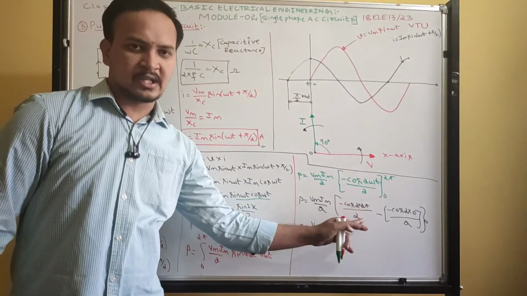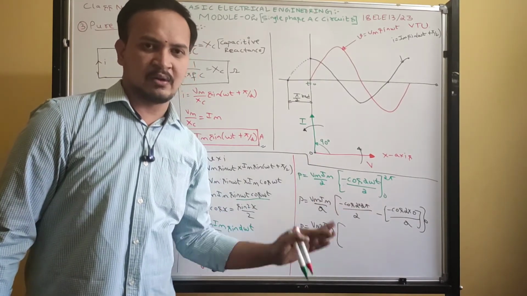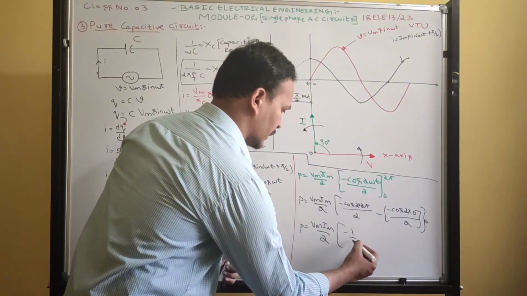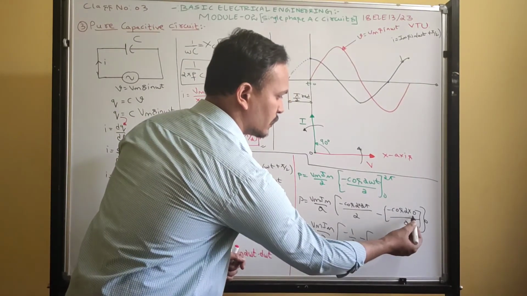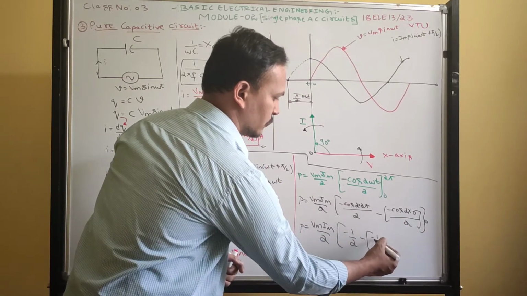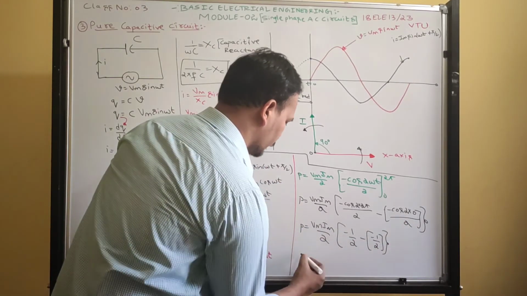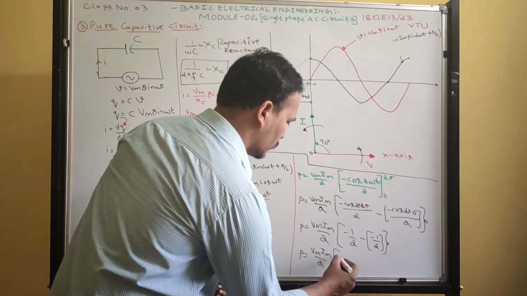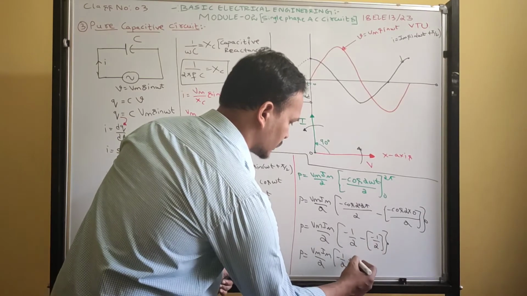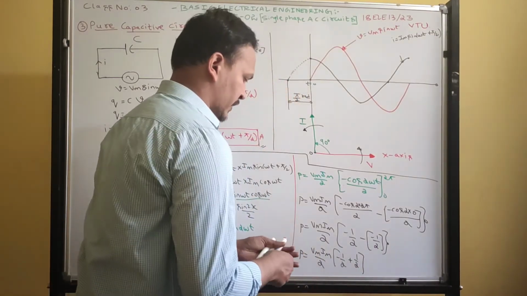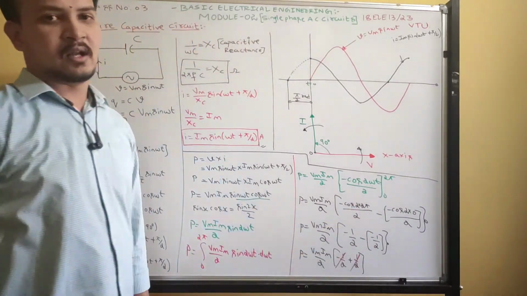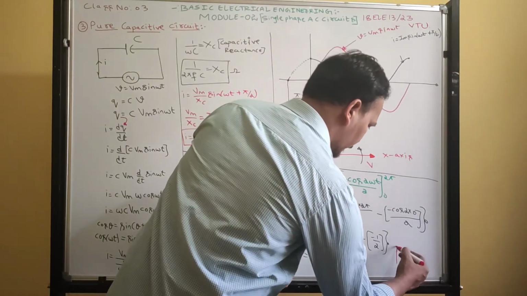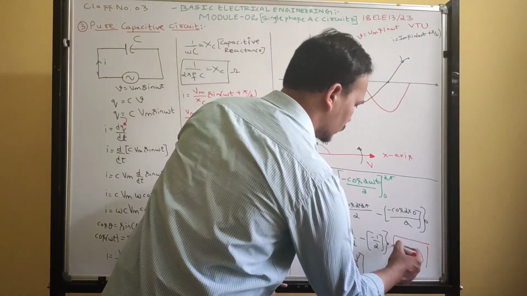So now Vm Im divided by 2 within the bracket. What is the 2 pi value? 360. 360 into 2 is 720. Cos 720 is the same as cos 0. Cos 0 is what? 1. So this becomes minus 1 by 2. Then minus, 2 into 0 is 0. Cos 0 is 1, minus 1 by 2. Minus into minus gives plus 1 by 2. Therefore power is equal to Vm Im divided by 2 into minus 1 by 2 plus 1 by 2. What happens? Both get cancelled. Minus half and plus half get cancelled. 0 into something is 0.